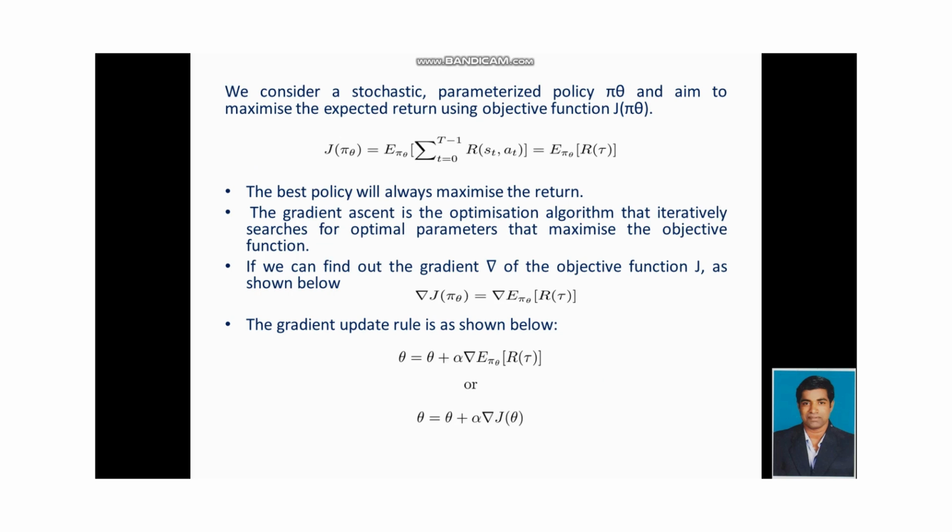The gradient update rule is as shown below. Theta equals theta plus alpha times the gradient of the expectation under pi theta of R of tau, which we can rewrite as theta equals theta plus alpha times the gradient of J of theta, with respect to the objective function J of theta.